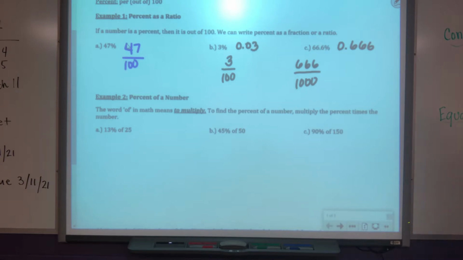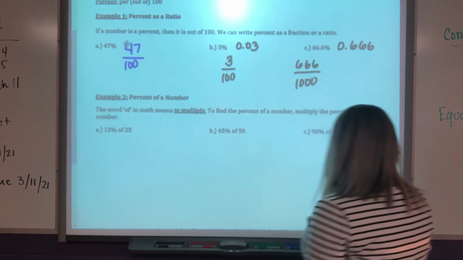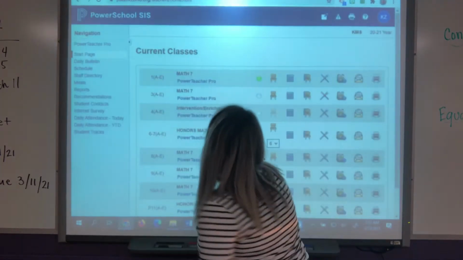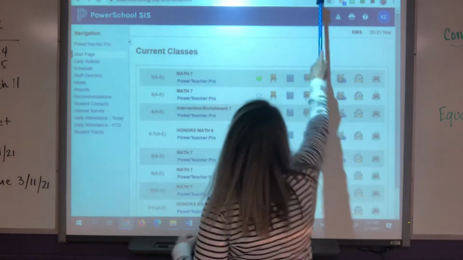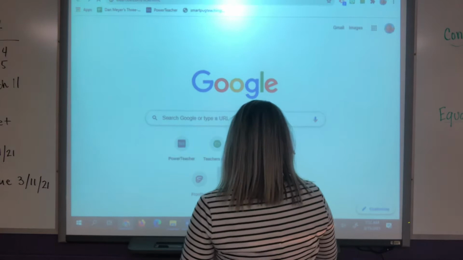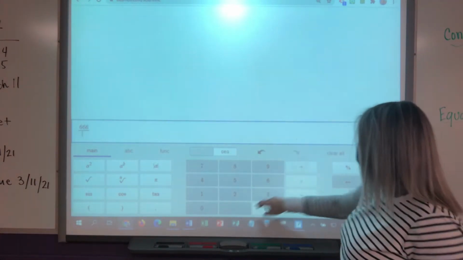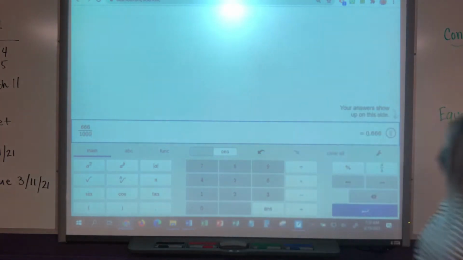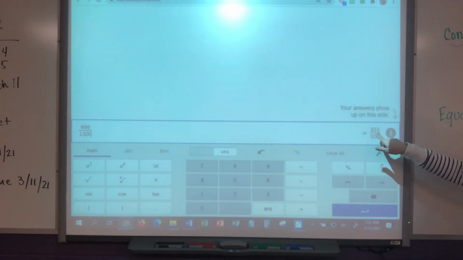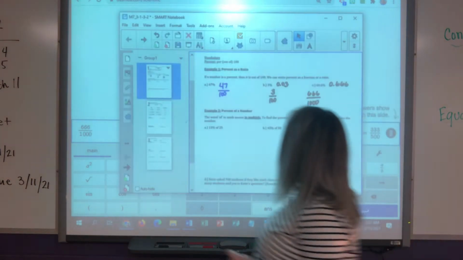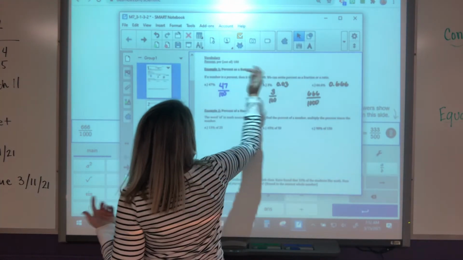Now that is not in simplest form. So what we can do is use our trusty dusty Desmos or your handheld calculator. Okay? So I can then reduce it to 333 over 500. So this is the decimal equivalent, and it reduces from 666 over 1,000 to 333 over 500.